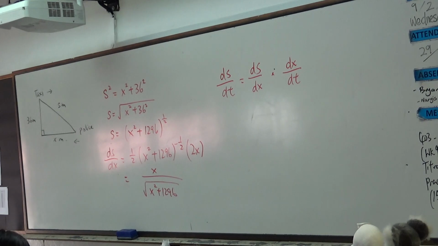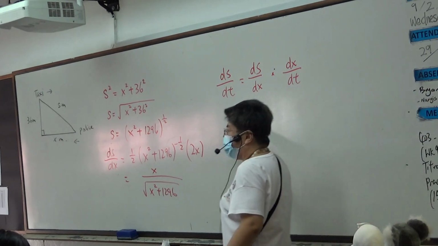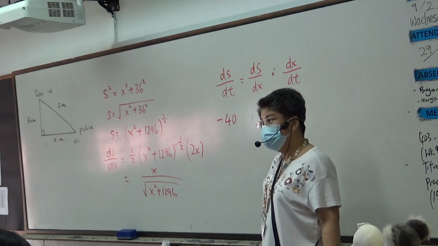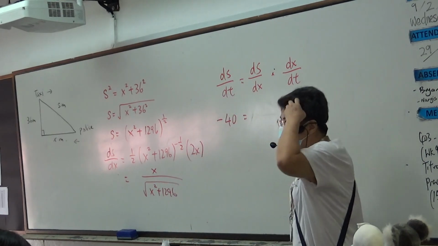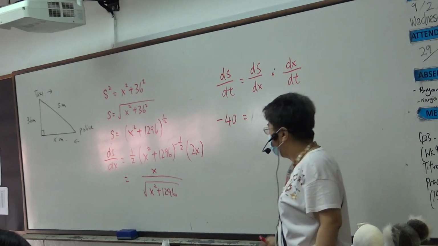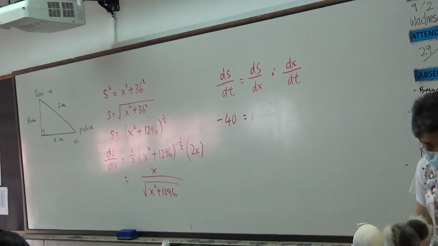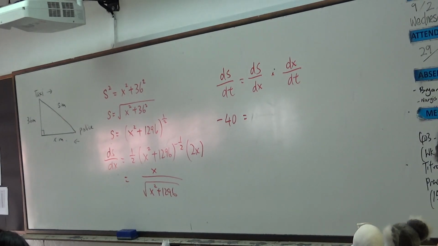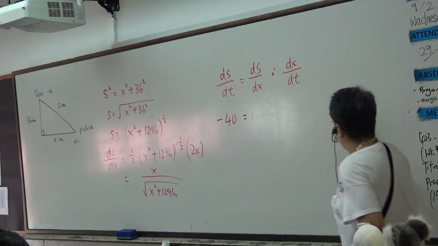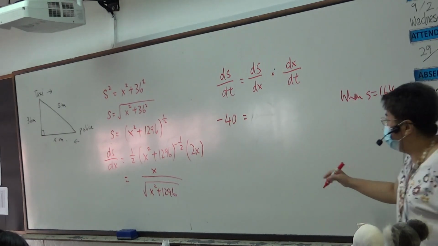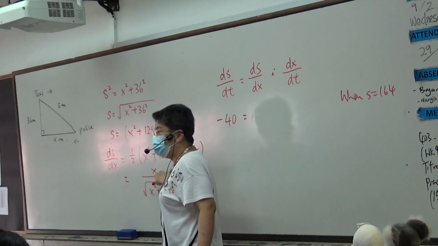Now, what is ds/dt? Look at the question. If s is decreasing at the rate of 40 meters per second, so s is decreasing. So this one will be negative 40, right? Equals ds/dx. But the question says when x is what? Well, no, they didn't say x. They said when s is 164, correct? But we want x. Is there any way to find x?